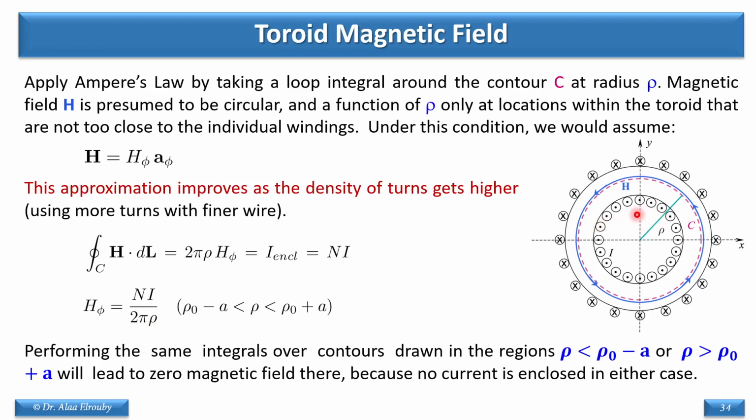If we try to calculate the field in this region, again because of the phi symmetry, if we just draw the contour here, we'll find that the magnetic field equals 0 because there is no current enclosed. If we go outside of the toroid, also we'll find that the magnetic field equals 0 because the total current enclosed equals NI minus NI. So the total current enclosed also is 0. So the field is confined inside the core of the toroid.